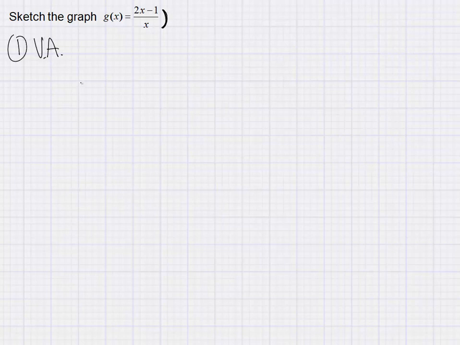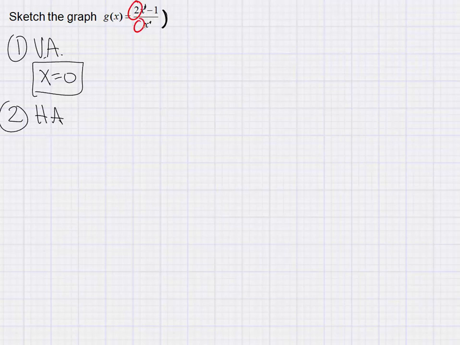Okay? So if I want to find the vertical asymptote, I set the denominator equal to 0. That's it. There's my vertical asymptote. Second step, horizontal asymptote. Look at the degrees. The degree in the numerator and the degree in the denominator are both 1s. So if the degrees are equal, I have to divide the leading coefficients. In that case, it's 2 over 1. So my horizontal asymptote is y equals 2.